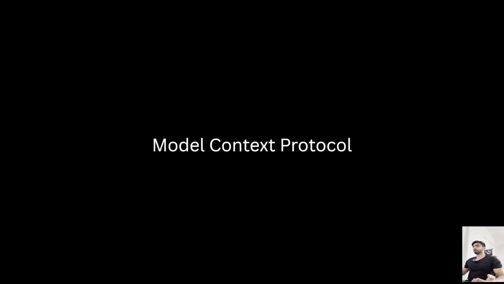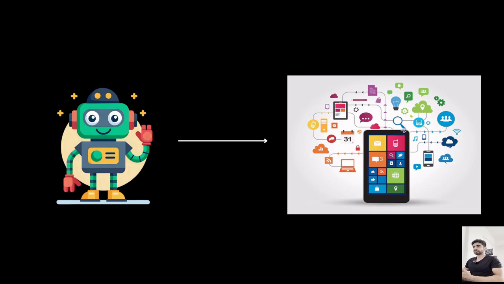Today we are going to talk about something really cool and super important for anyone building AI features. It's called MCP, or Model Context Protocol. If you have ever tried to make AI actually work inside a real app, you know the biggest problem is not intelligence, it's context.